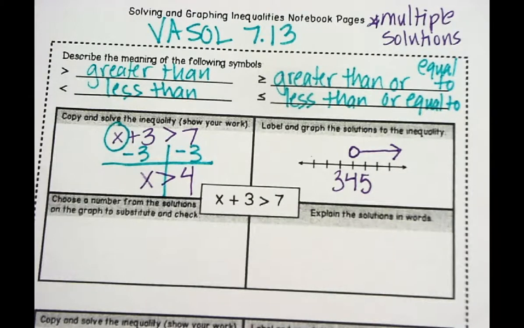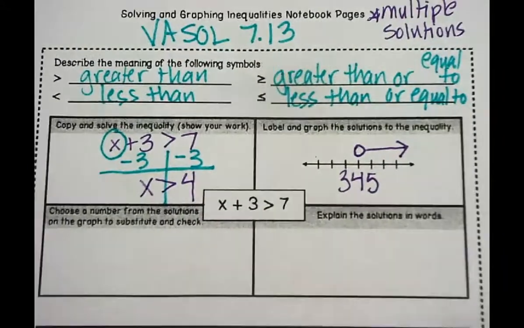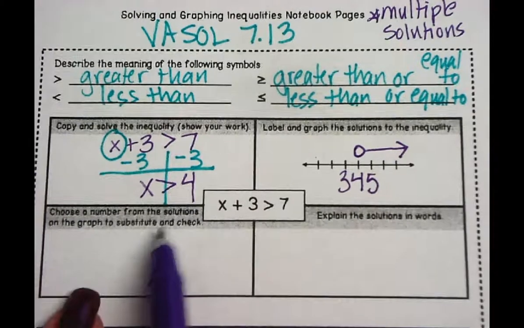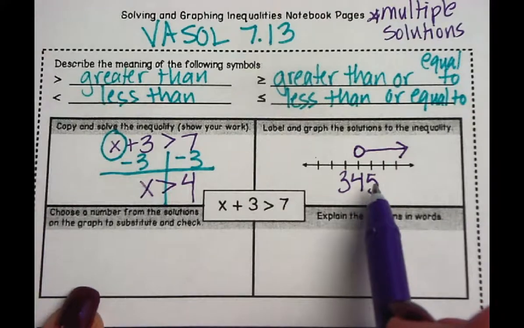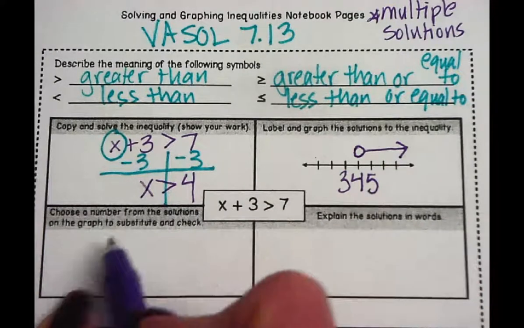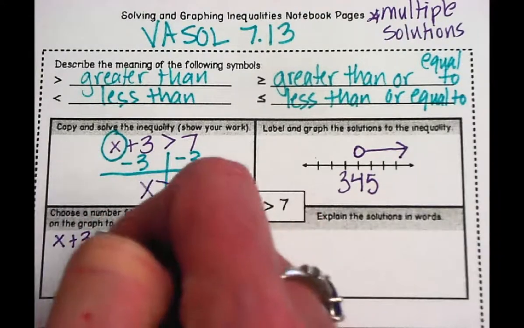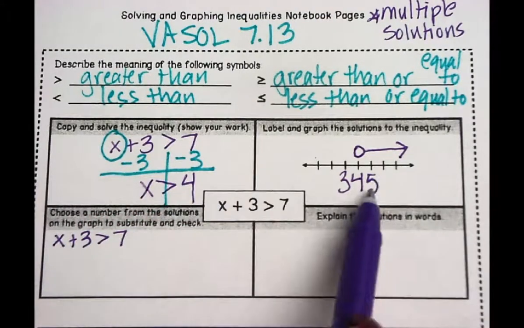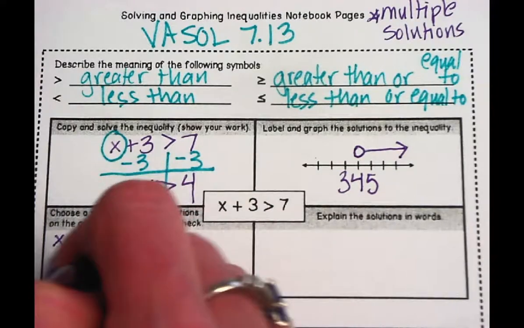So now what I'm going to do is choose a number from the solutions on the graph to substitute and check. So what's a number that's greater than 4 that I could use to check? 5. Okay, so I'm going to substitute. So I'm just doing x plus 3 is greater than 7. I'm going to see if I've done this correctly. I'm going to substitute 5. Let's see if that works.